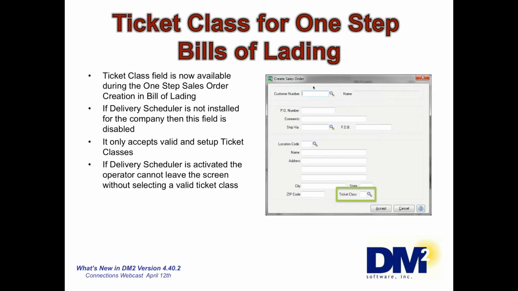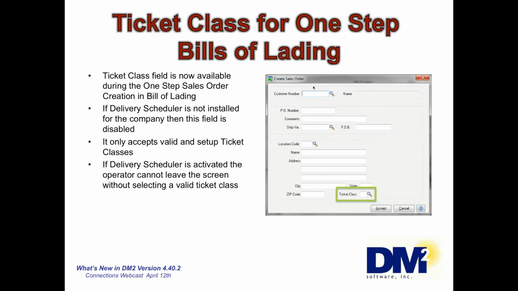So we've modified the bill of lading one-step entry. Here on the right is the screen that comes up when you choose to enter a one-step bill or one-step sales order. In the bottom right-hand corner, you can see there's a ticket class field. If delivery scheduler is not installed for this particular company, then the field is disabled. So if you have one company that has delivery scheduler and one company that doesn't, it still works just fine, and it won't allow the operator to enter it, so they won't accidentally make a mistake there, but it does give you access to it. It only accepts valid and set up ticket classes, so you can't just key anything in there. And if delivery scheduler is activated, the operator can't leave the screen without selecting a valid ticket class.